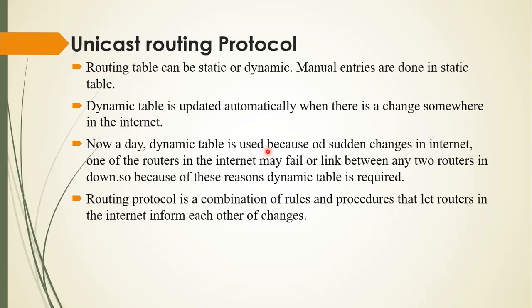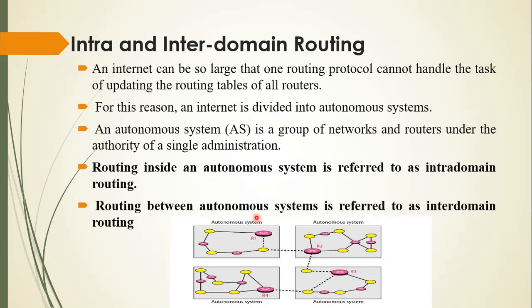Nowadays a dynamic table is used because of sudden changes in the internet. One of the routers in the internet may fail, or a link between any two routers may go down. Because of this reason a dynamic table is required, and it is updated automatically. A routing protocol is a combination of rules and procedures that let routers in the internet inform each other of changes.